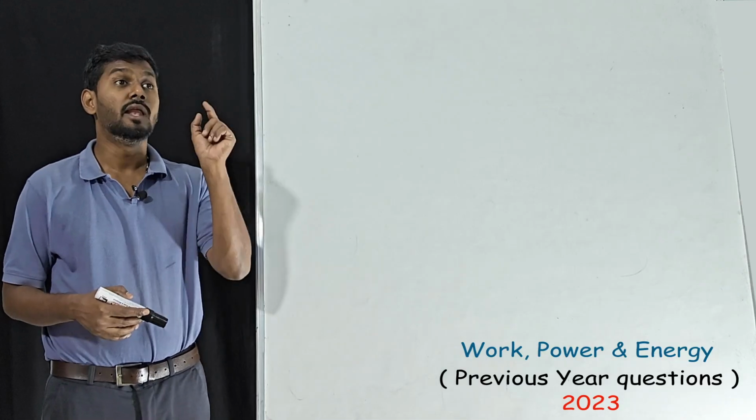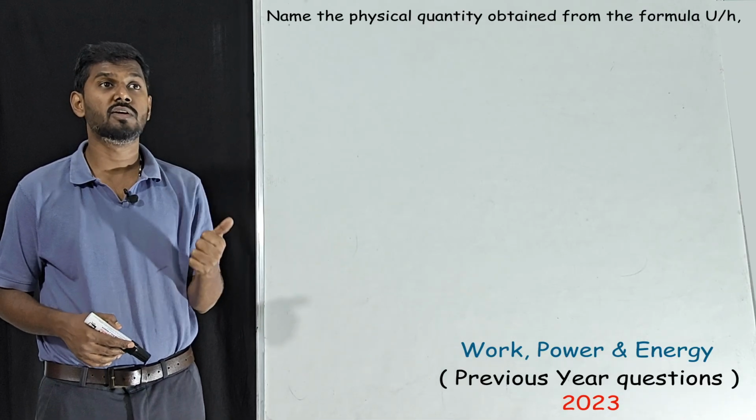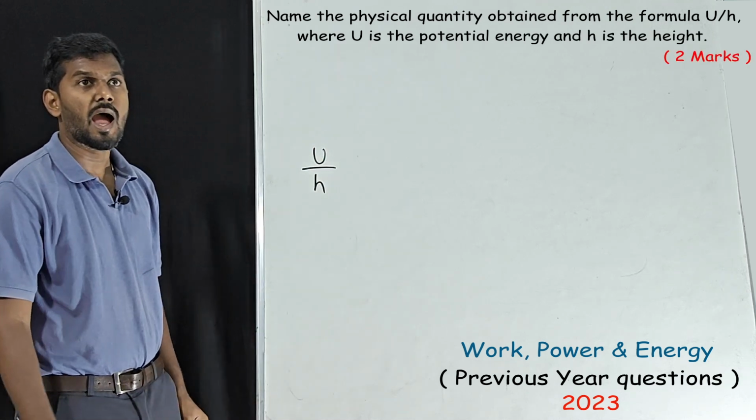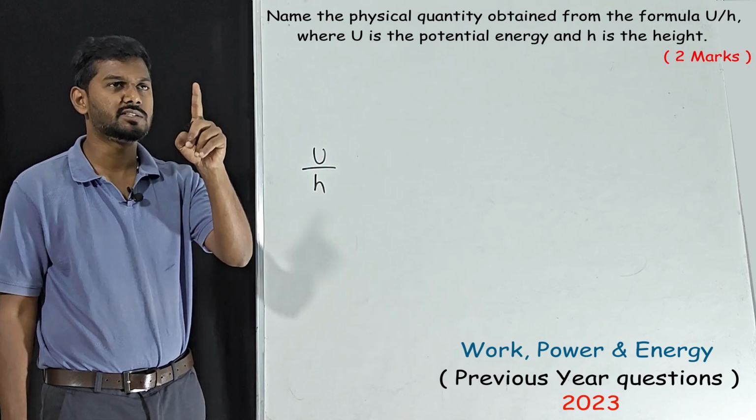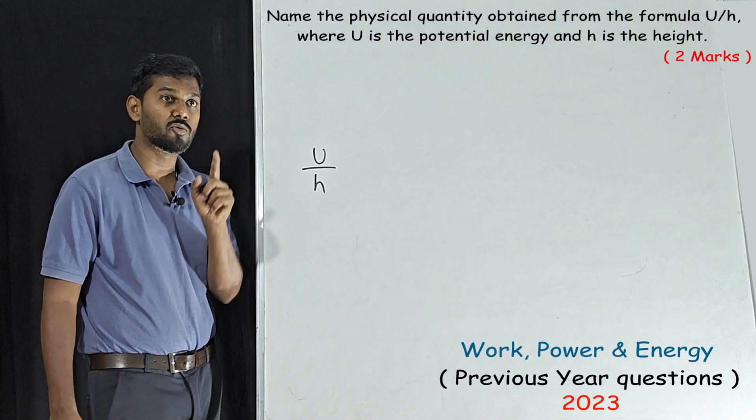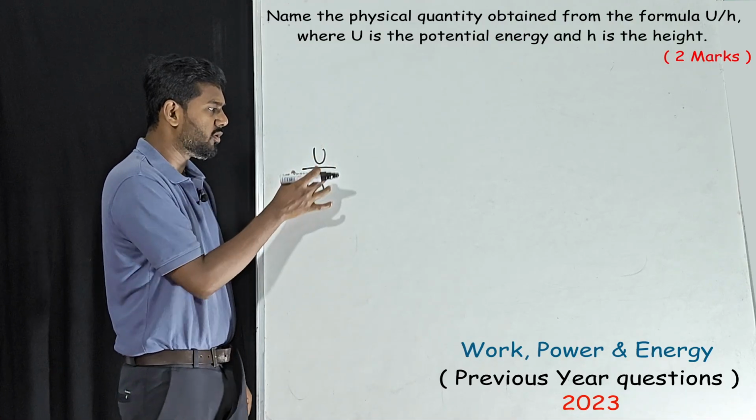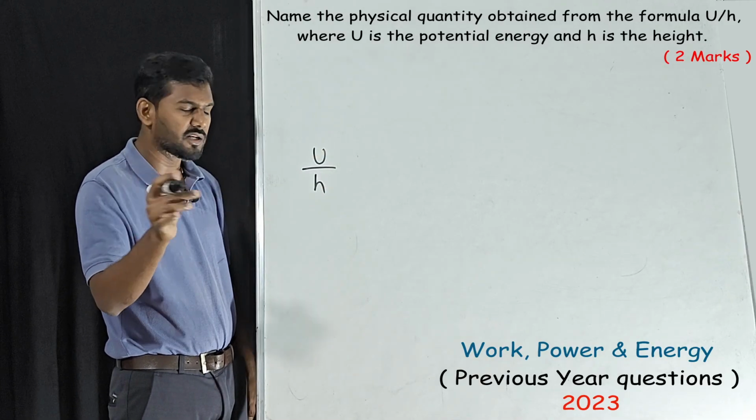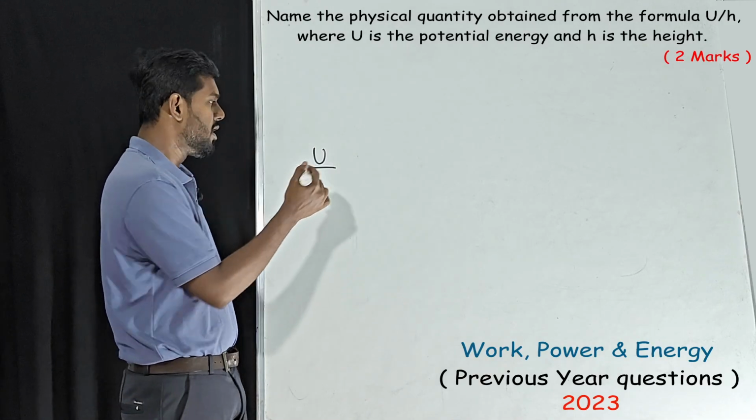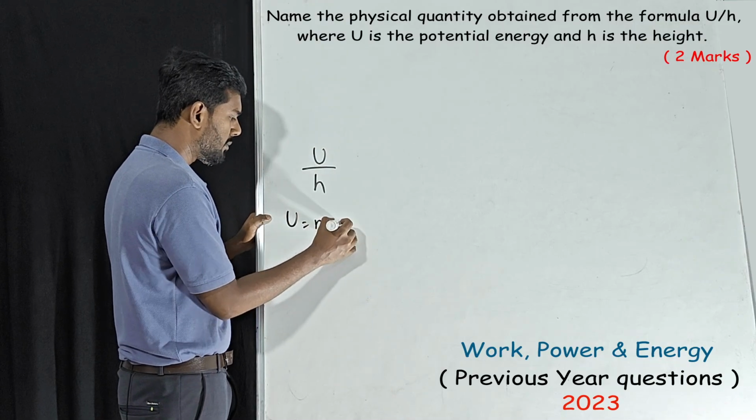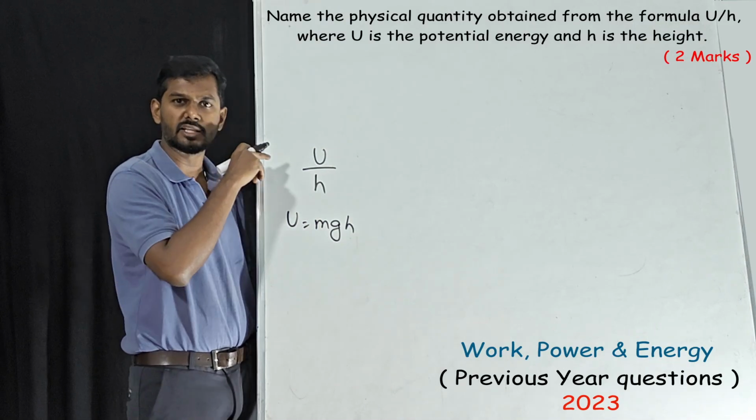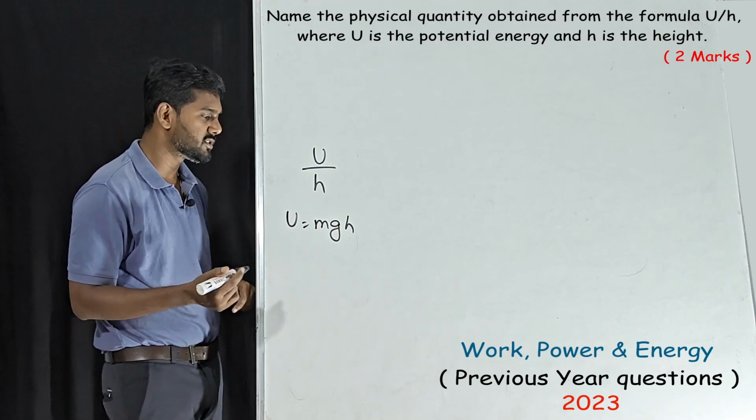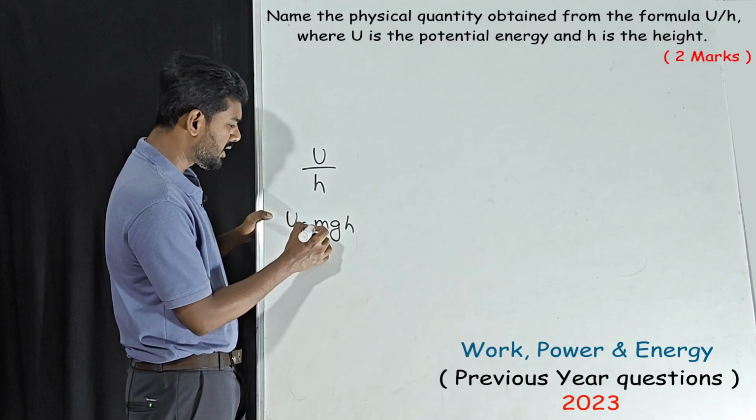That's it. Our next question: name the physical quantity obtained by using the formula U by H, where U is the potential energy and h is the height. This hint they have given, U is the potential energy. When we get to know it is related to potential energy or any other work done, power, anything, the hint tells you to go for the formula. U is equal to mgh. I think we have solved one question like this earlier. These kinds of questions are very important, 1 or 2 mark questions, easily you can get them. Now U is equal to mgh.